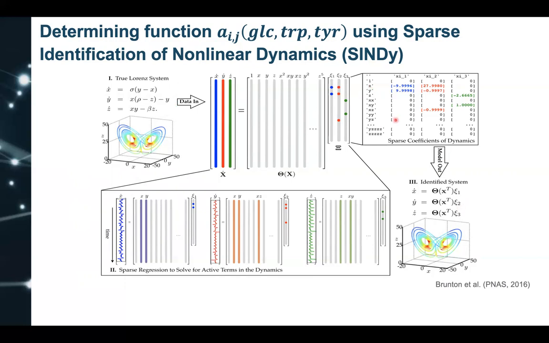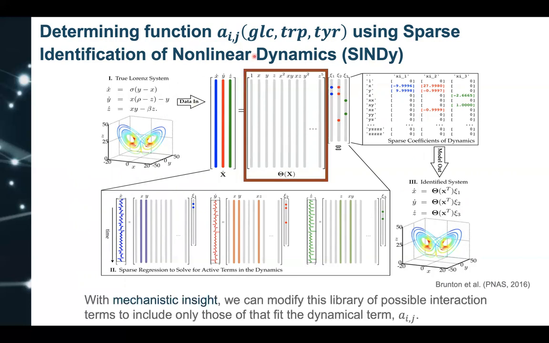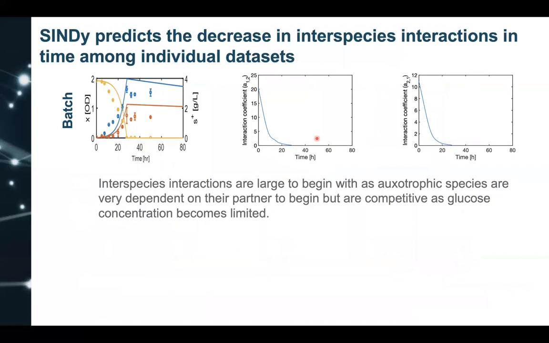We can actually then make this a sparse model by limiting the number of coefficients that we have available to us using a sparsity knob set by the user. What's even better is because of mechanistic insight, we can actually modify this library of possible interactive terms and only include those that fit our dynamical term of interest. So using SINDy, we get some great data with this.